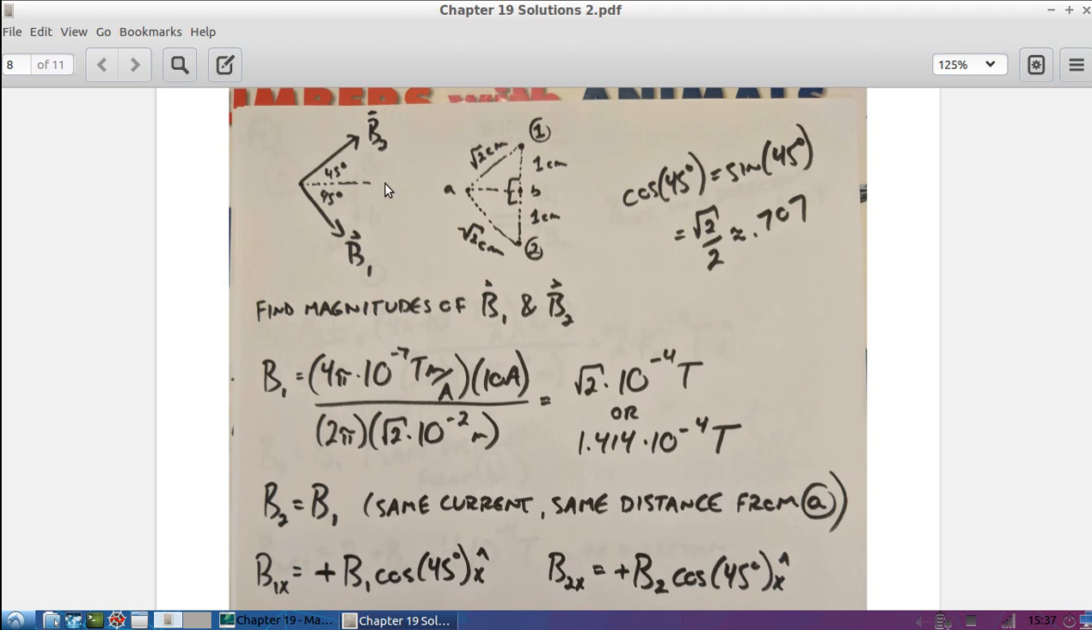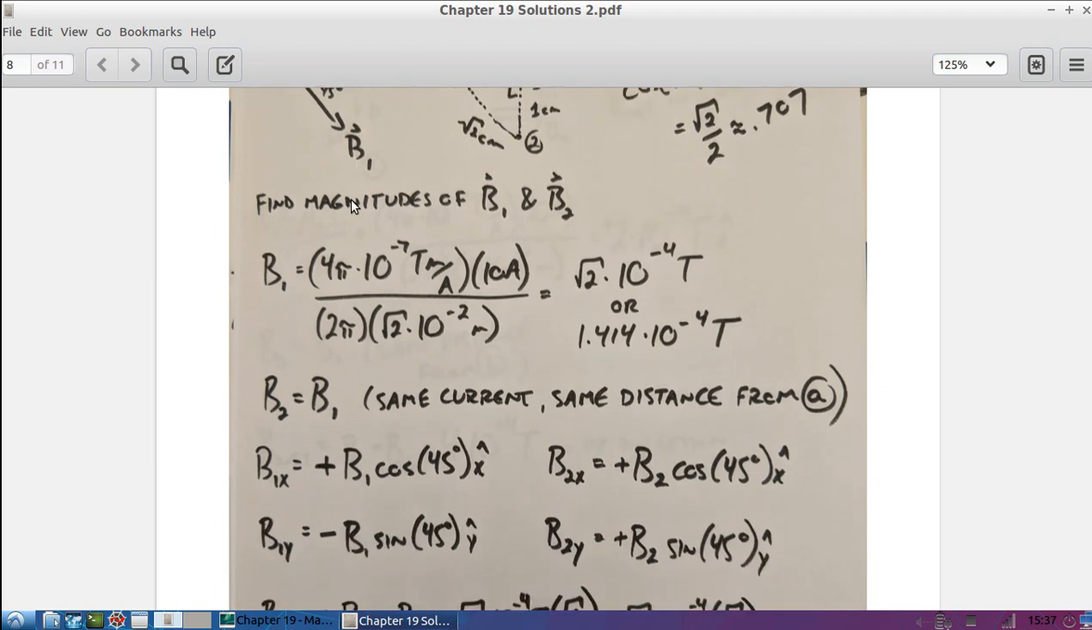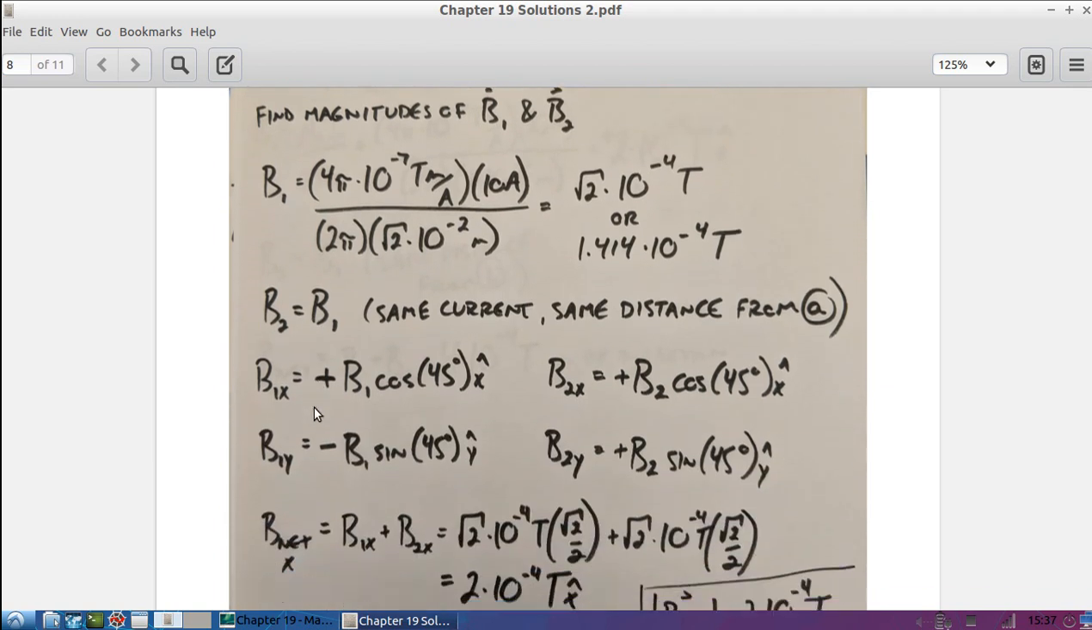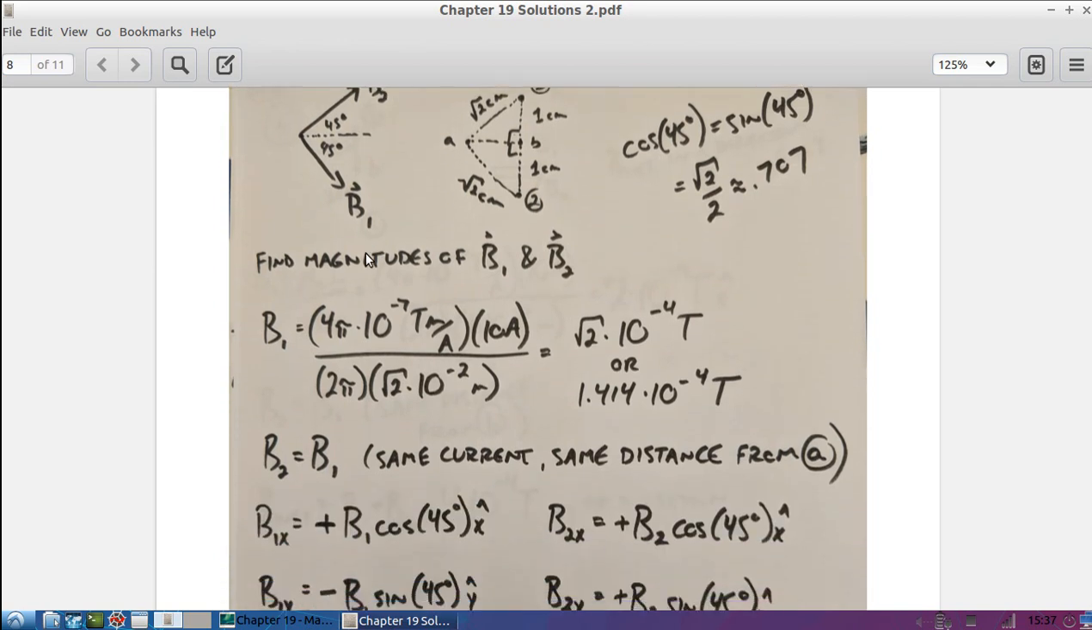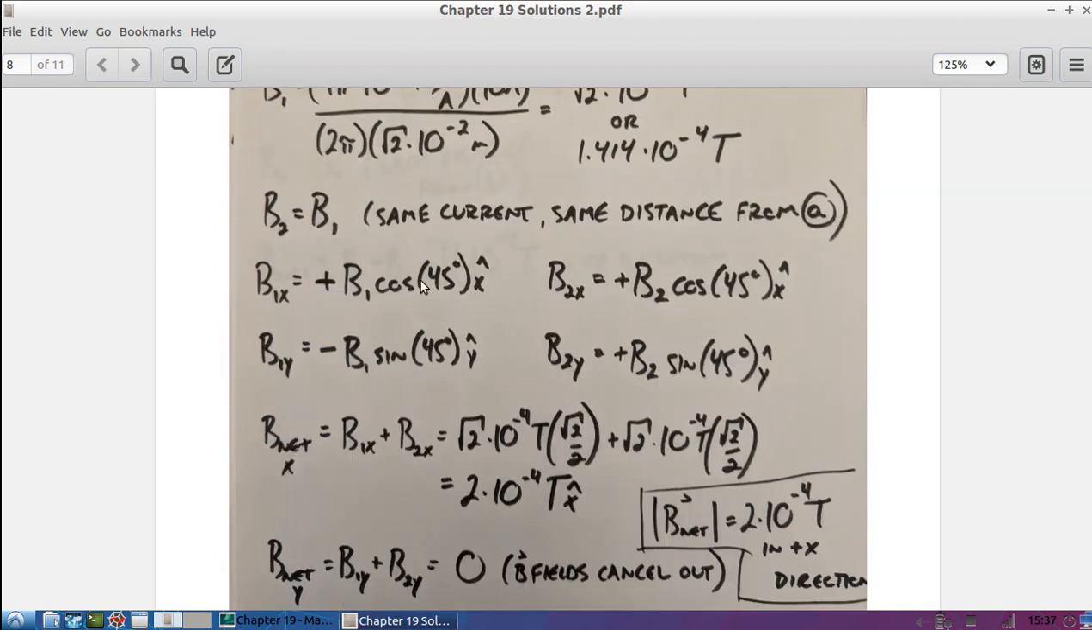So B1 in the x direction is the magnitude times the cosine of 45. Same thing with B2. It's the magnitude of B2 times the cosine of 45. But we know B1 and B2 are the same. So B1 times the cosine of 45 in the x direction, B2 times the cosine of 45 in the x direction. They're both positive. You see from the diagram, both of their x components are positive. So we're going to add these two terms together, B1 cosine 45 plus B2 cosine 45, to get the net magnetic field in the x direction.